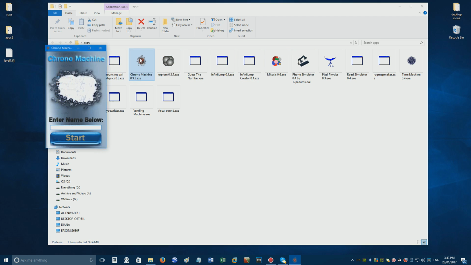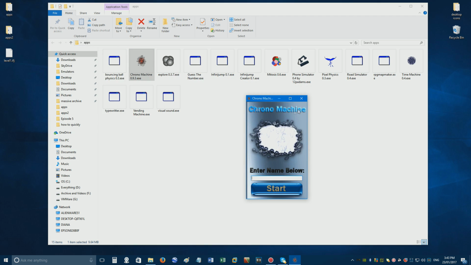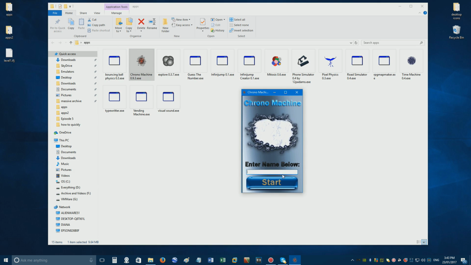Okay, so we've checked... Let's check out another game I tried to make in Visual Basic. Chrono Machine. Chrono means time, so it's another word for time machine, but I didn't want to call my game Time Machine. So enter your name below. Start. These graphics are just... I'm sorry, they're a little bit... You can see that it's not a transparent image.